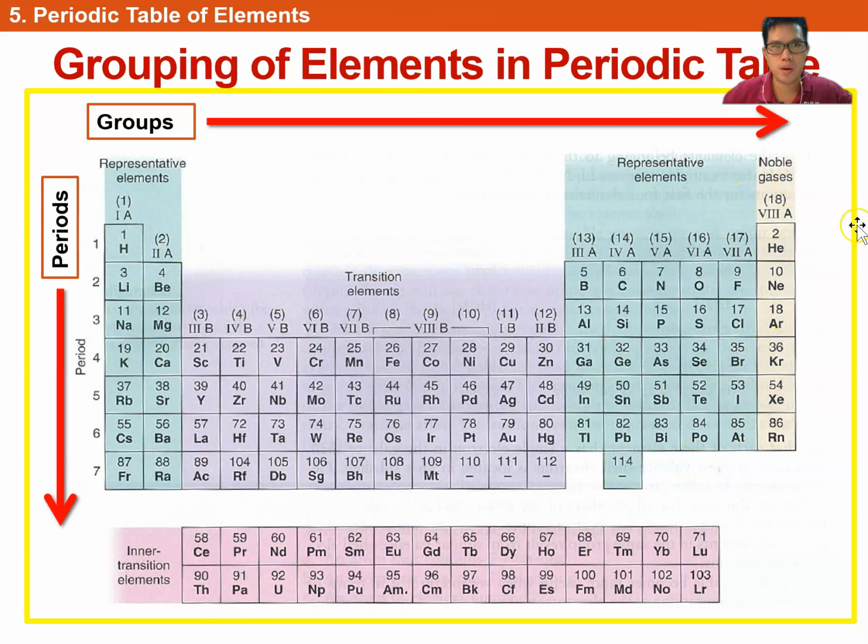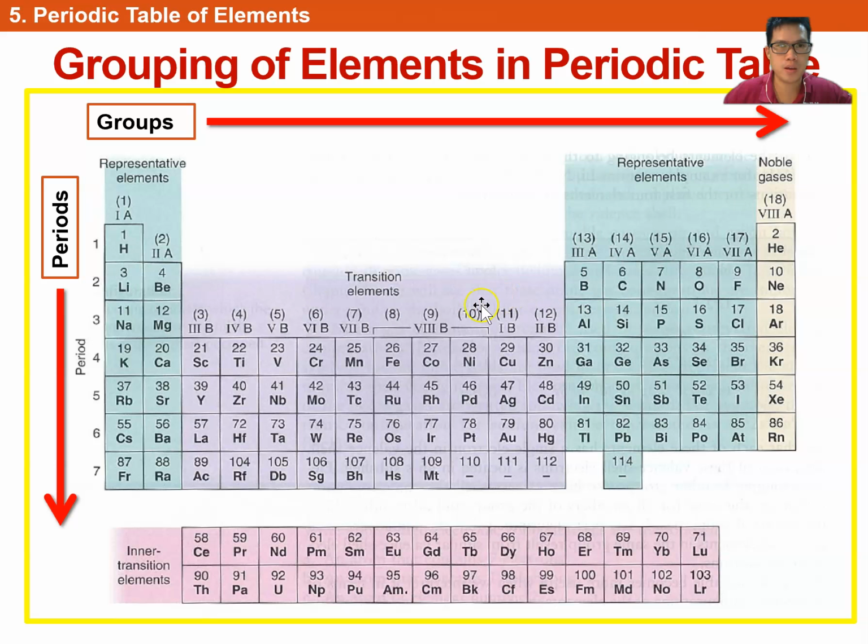Period 1, period 2, period 3, 4, 5, 6, 7. So what element is it? If I test you here, group 3, period 2, what is it? Group 3, 1, 2, 3, period number 2, so it is B.